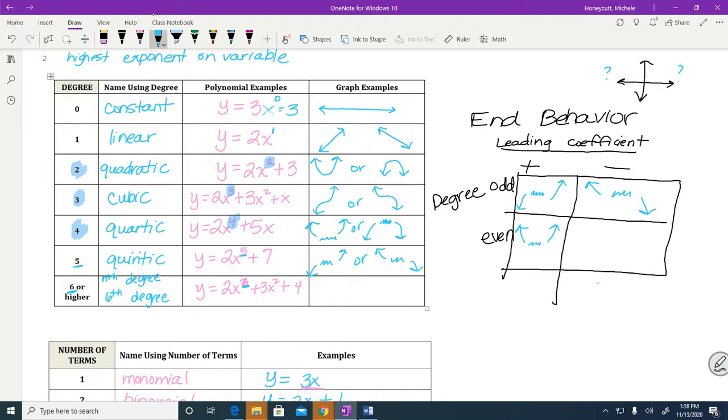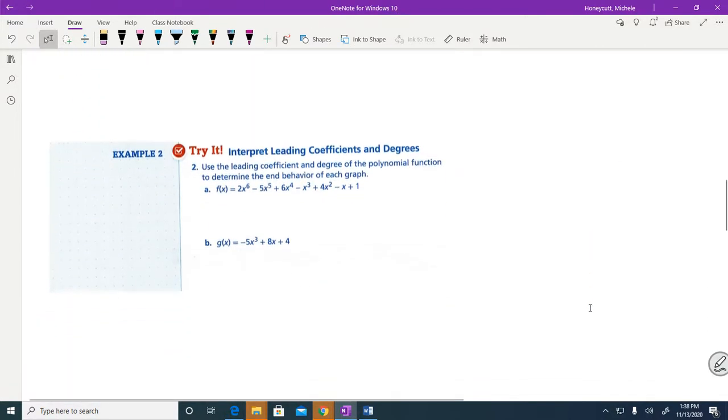If the degree is even and the leading coefficient is negative, both ends will point down. So let's take our good old friend y equals x squared. The leading coefficient here was 1, so it was positive, and the degree was even. So positive, even degree, put it right here, and yes, we already know that y equals x squared is that nice parabola. So it does match up. Okay, so keeping this in mind, let's look at example 2.